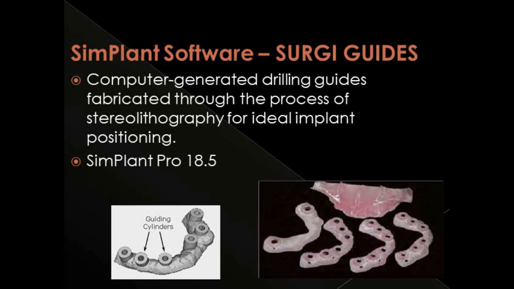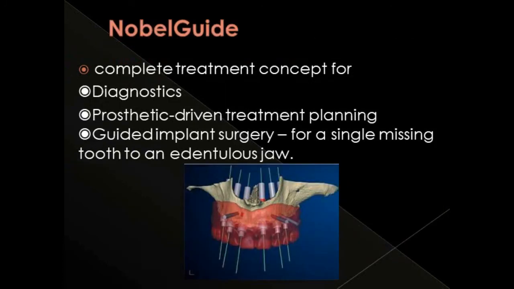And Simplant Pro 18.5 is the latest version of this Simplant software, and this is one of the most comprehensive dental implant planning suites on the market, and it gives you all the innovative tools in the Simplant portfolio. Next is the NobelGuide, which was introduced by Nobel Biocare, and this was almost similar to the Simplant software. NobelGuide is a complete treatment concept for diagnostics, treatment planning and guided implant surgery from a single missing tooth to an edentulous jaw. So it helps you diagnose, plan the treatment and place the implants based on the restorative needs and surgical requirements.